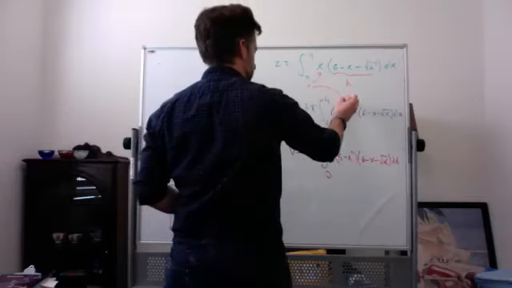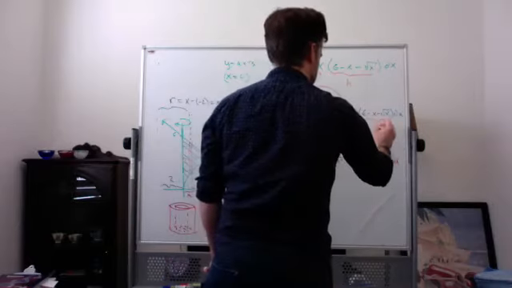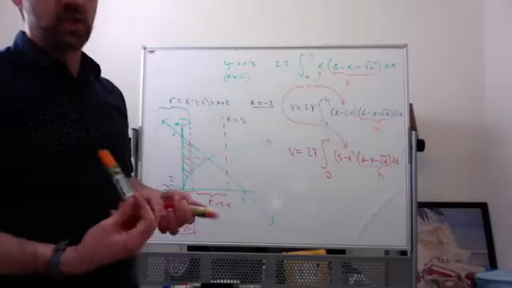So there's a radius, there's a radius, there's a radius. This is a height. This is the height. So the height doesn't actually change if you have a different axis of rotation. The radius does change.